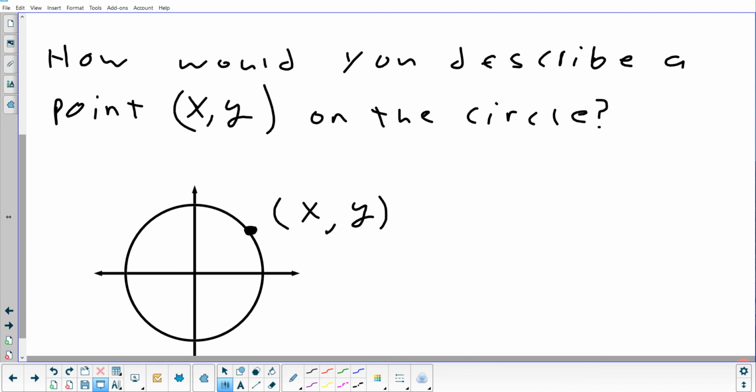I need to think of those as 2 separate formulas. I need a formula to figure out how far to the right I go, and then I need a formula to figure out how far up I go. So what do you think I'm basically going to do in this diagram that we've done a lot? We're going to make a triangle.